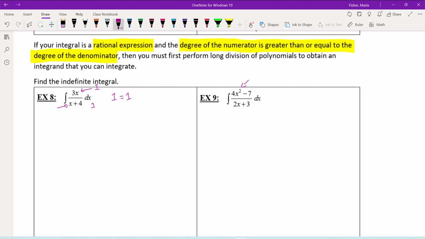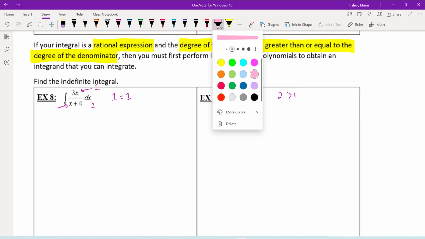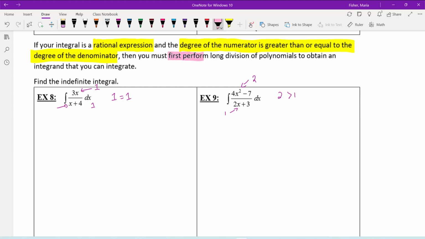Here the degree of the numerator is 2, the degree of the denominator is 1. Well, 2 is bigger than 1, so for number 9, the degree of the numerator is greater than the degree of the denominator. Now, if that happens, what we have to do is first perform long division of polynomials, and then we have an integrand we can integrate. We are going to be performing long division of polynomials for number 8 and 9 to end up with something that we can integrate.